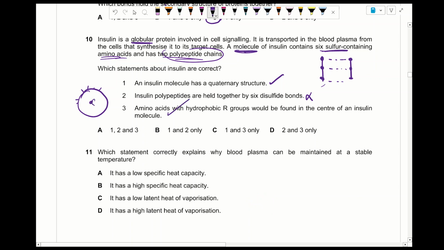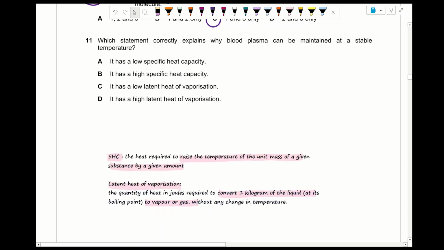Therefore, this is correct and the answer is going to be C. Question number 11. Which statement correctly explains why blood plasma can be maintained at a stable temperature?